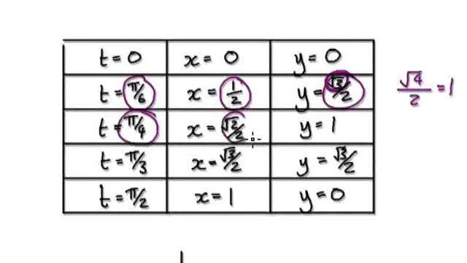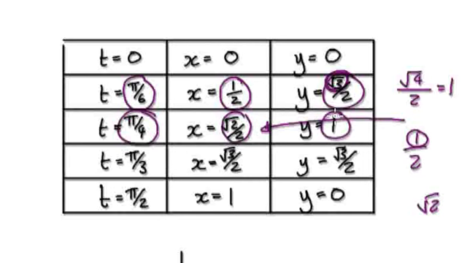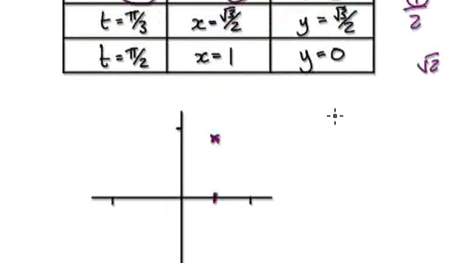Now the next increment in time would be this, pi over 4. Well, that would be root 2/2. Root 2 is bigger than 1, so it's going to be slightly bigger than a half. So x will be slightly bigger than a half, and y would be 1. I don't know, I'm just going to guess here. So it's going to be around here.